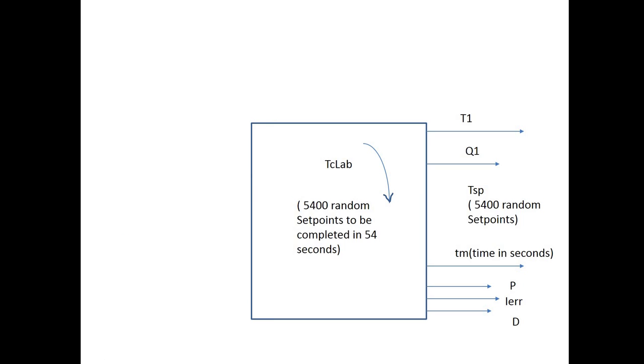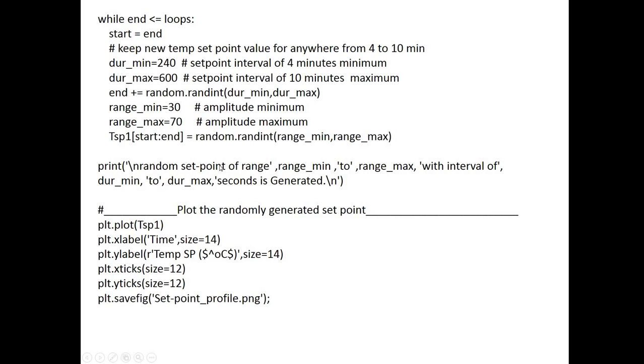Now you are going to run a loop which will run 5,400 times. It will generate T1, Q1 and time in seconds, and the P value, I error value, and D value. Six columns of rows will be calculated and put into an Excel file. So this is the program which does that.